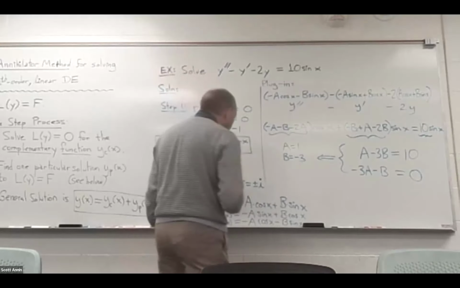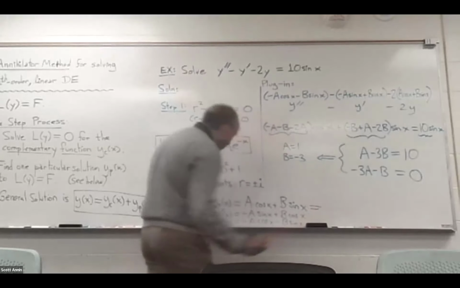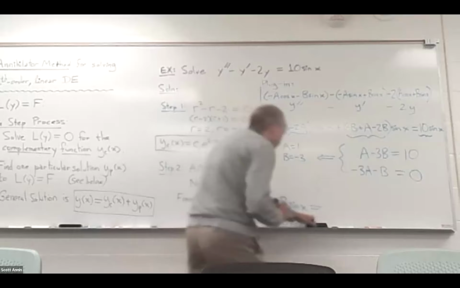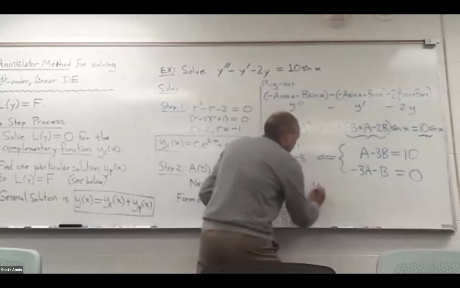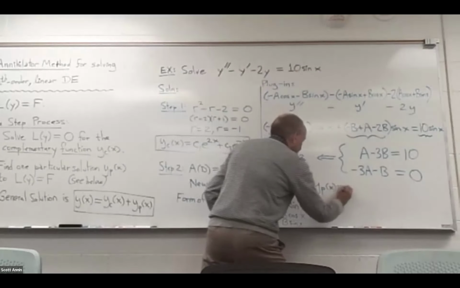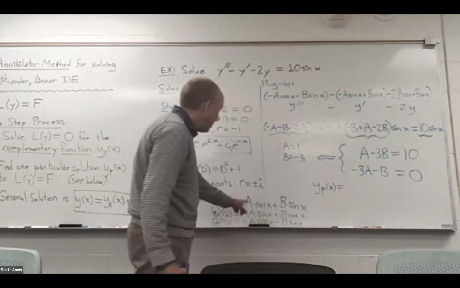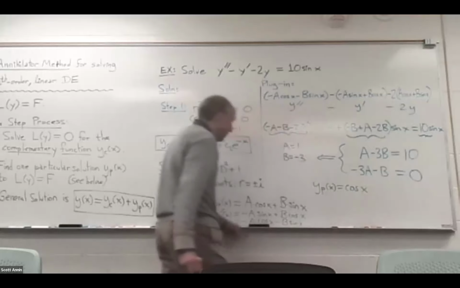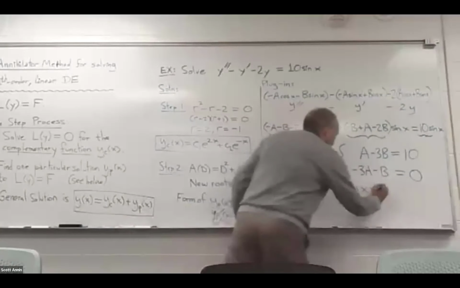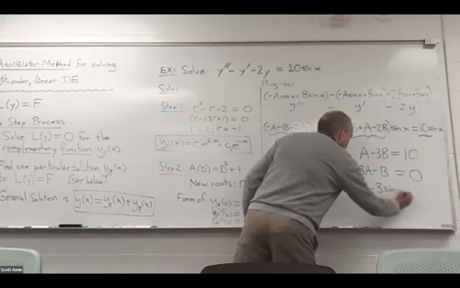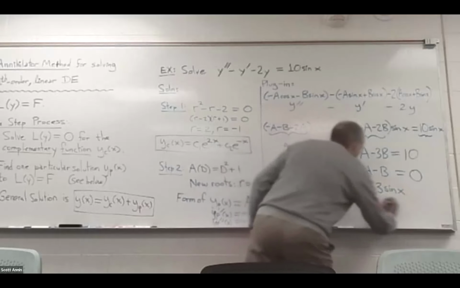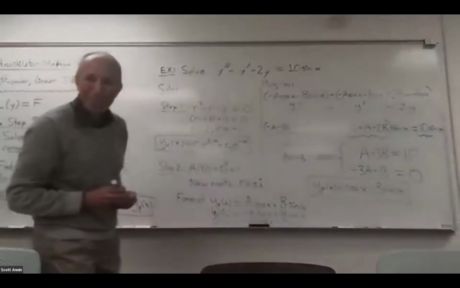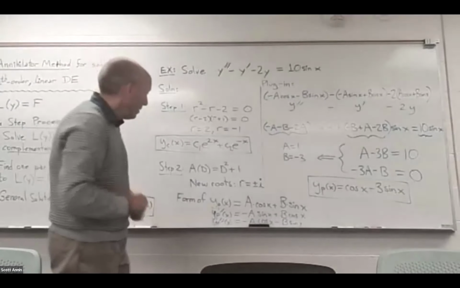And what that tells me then is that when I come back down here to my particular solution that I had just figured out, I could plug in, in fact, let's just write it as a new line right here. The particular solution would be a times the cosine of x, which is just cosine of x, and then plus b times the sine of x, that would be minus 3 times the sine of x. I'm going to put a box around that as well. That's my particular solution. Okay.